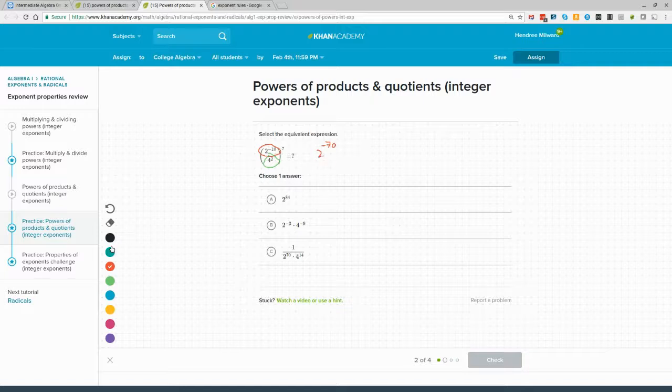Okay, and then over here we've got 4 squared to the 7th power. Again, that's just multiplying the 2 and the 7 together. That's 4 to the 14th.